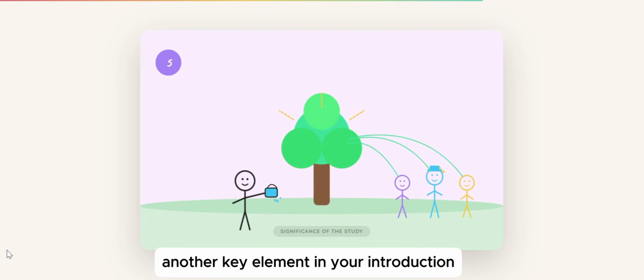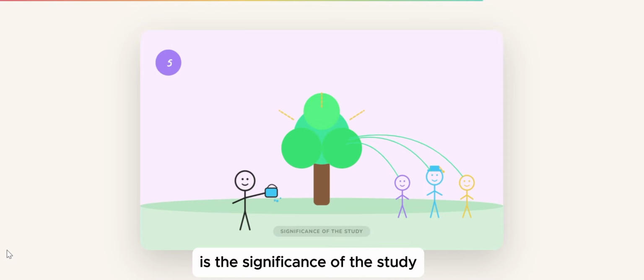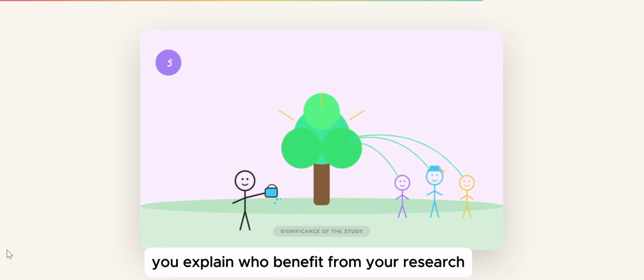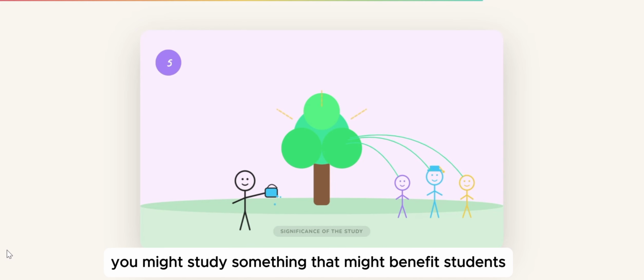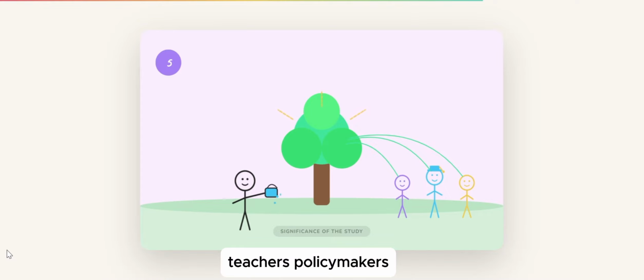5. Significance of the study. Another key element in your introduction is the significance of the study. In this section, you explain who will benefit from your research and how the findings may be useful. For example, you might study something that might benefit students, teachers, policymakers, researchers, or organizations, depending on the particular topic.